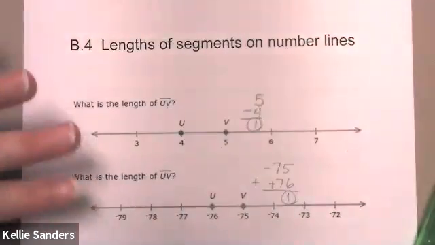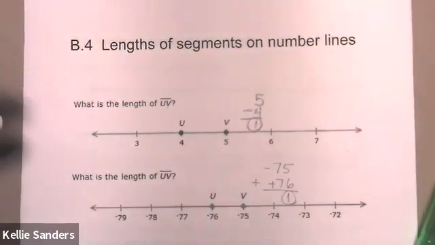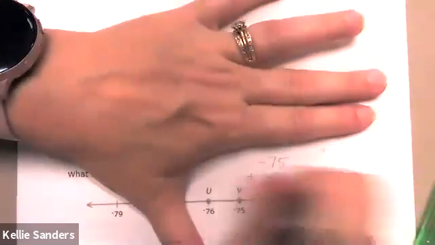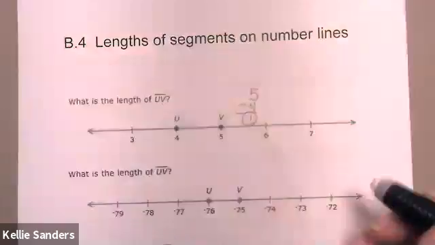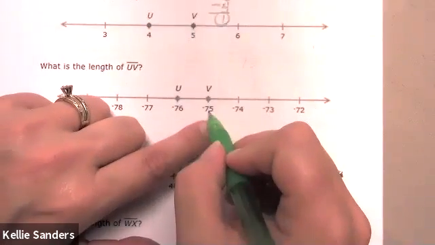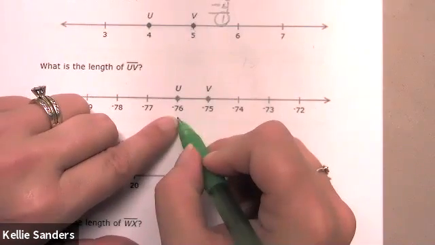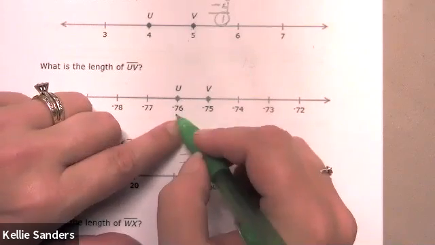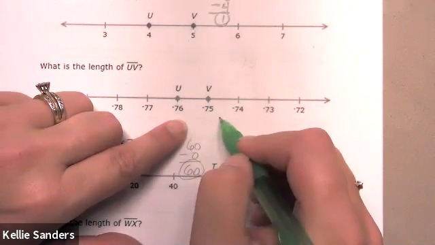Okay, I am going to erase this because that's not going to make much sense. Okay, so on this one, we're going to take biggest number minus smaller number. How many spaces is it from negative 76 to negative 75?